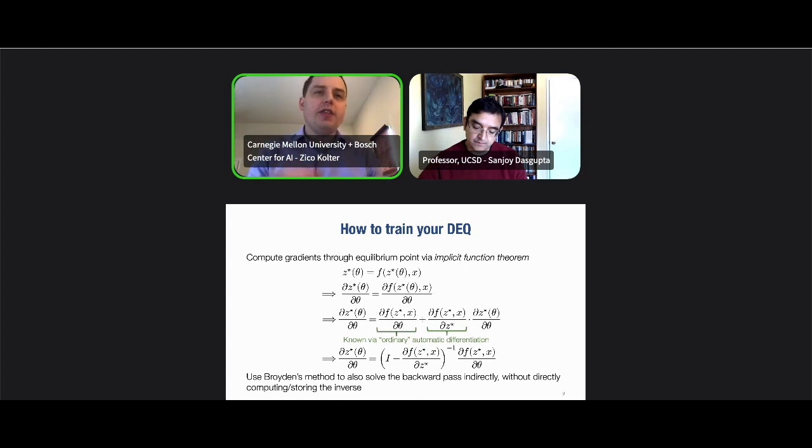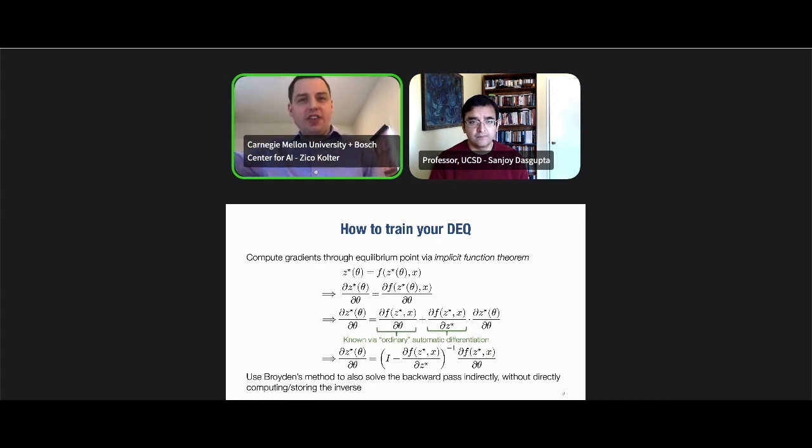Then in the second line, I'm going to apply the chain rule to the right-hand side of the equation. And when I do so, I get two terms. The first term is the derivative of this function with respect to theta at the fixed point. Assuming the value z star is fixed and already known, you just do one more pass of the function f and differentiate that. That's the first term. Z star is now considered a fixed quantity, which is why I'm not writing it as a function of theta anymore.